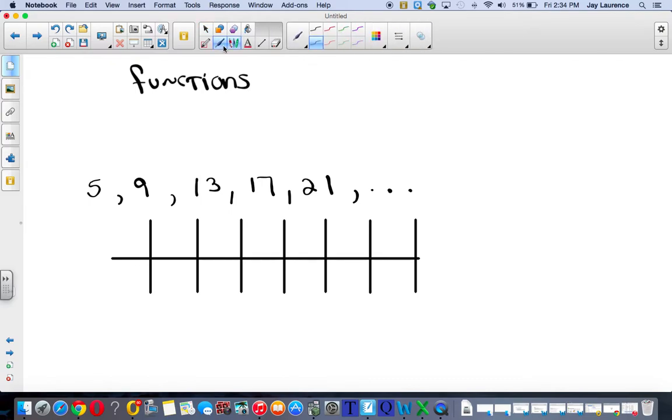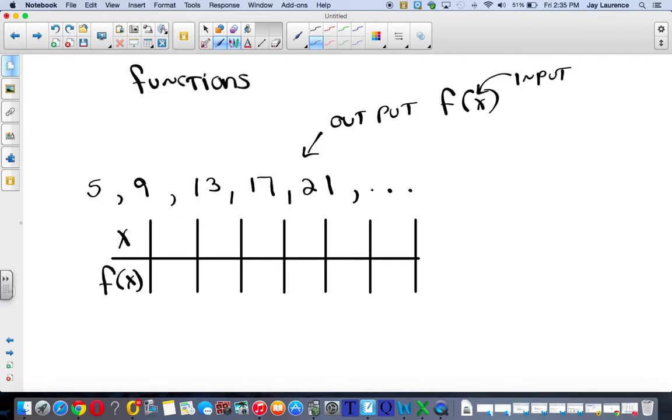So some of you saw this sequence in class today, and so I'm going to put it into this table that I've made. Now, by the way, these numbers are what's coming out of the function, so therefore these are my outputs. And remember, my output is designated as f of x, right? X is the input, and it goes into the function. So x is the input, f of x is the output. So I'm going to put x here, and I'm going to put f of x here.